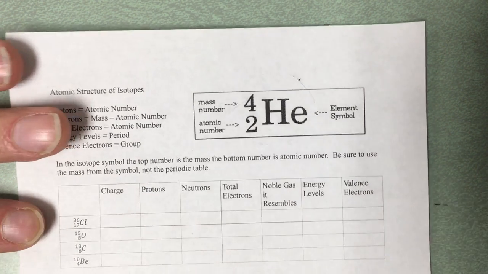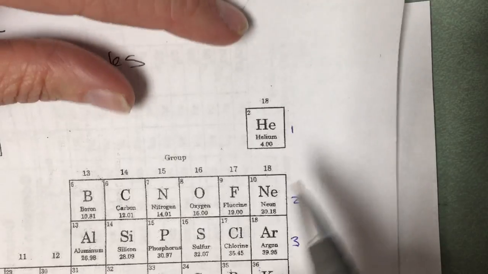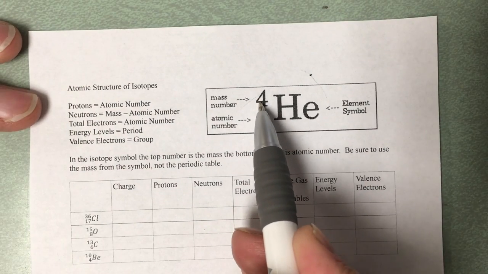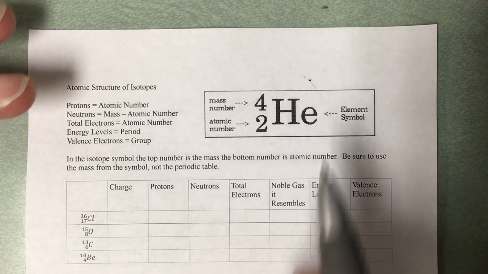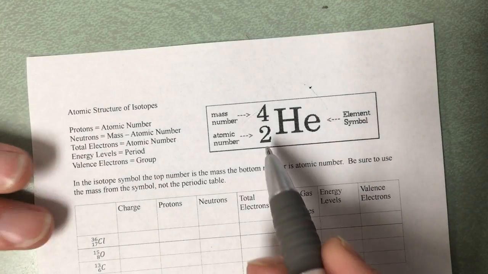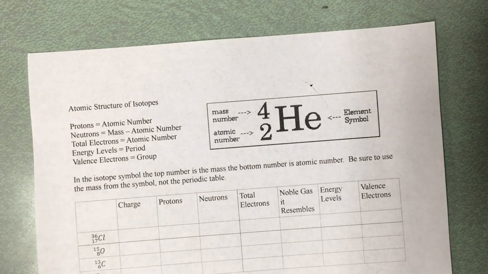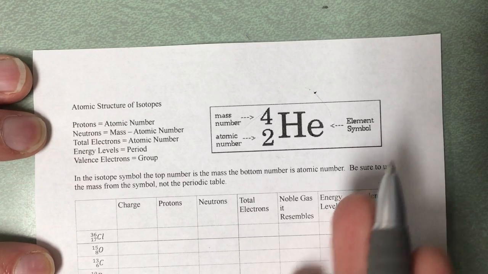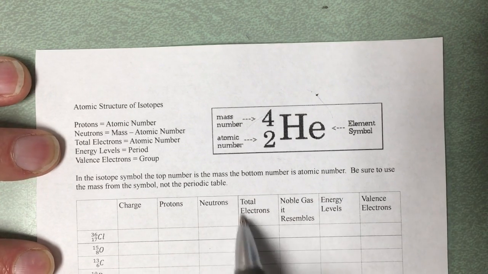So if you were to look up helium, again, mass is 4. The number we have here does not have to match the periodic table. It just happens to, in this case. Atomic numbers on the bottom. That one must match the periodic table. Only thing special about these is the neutrons.